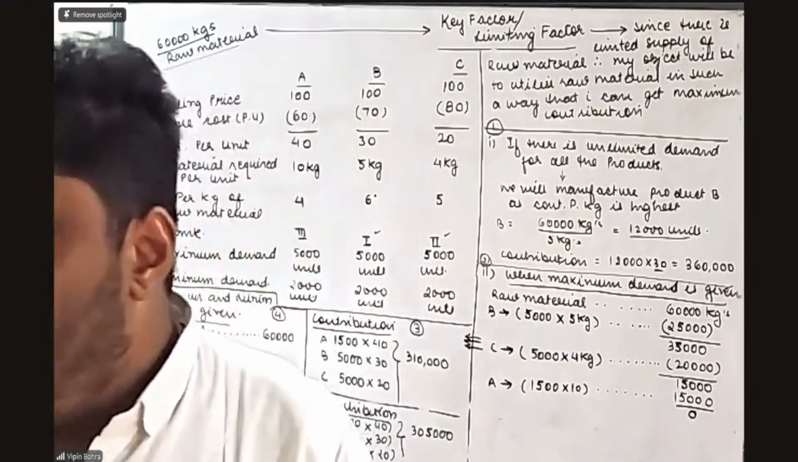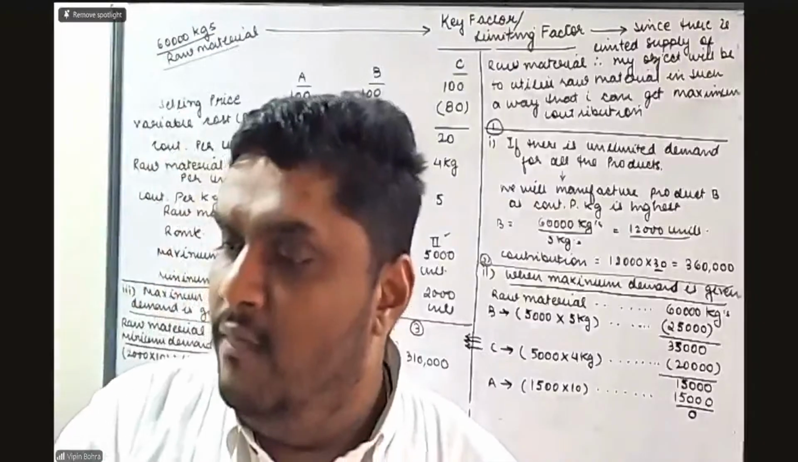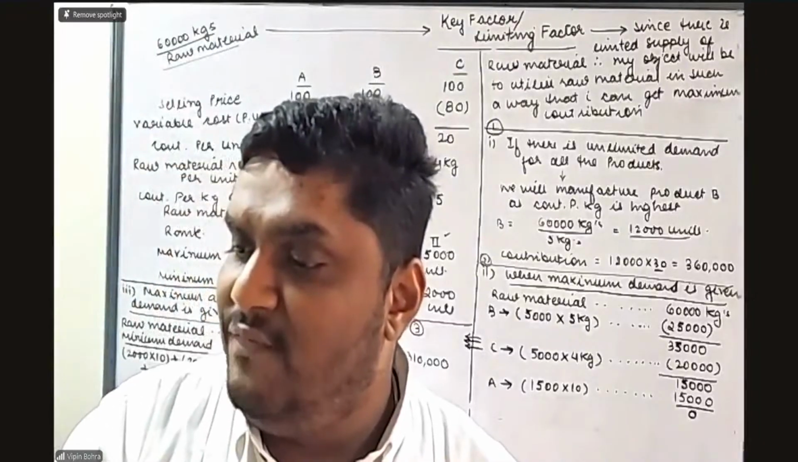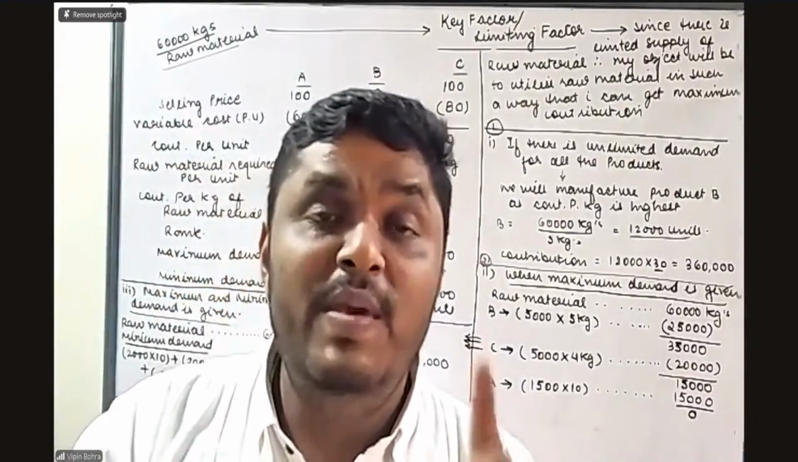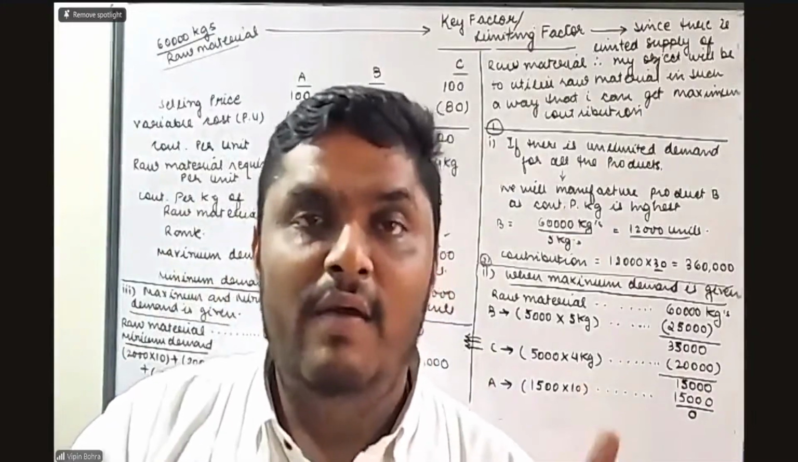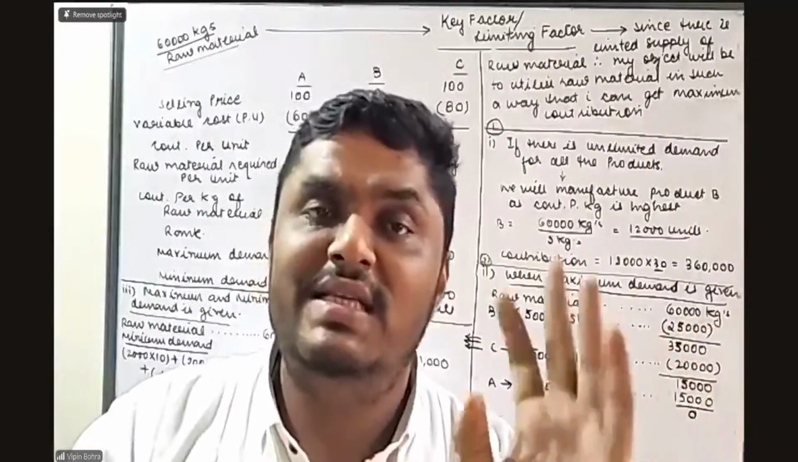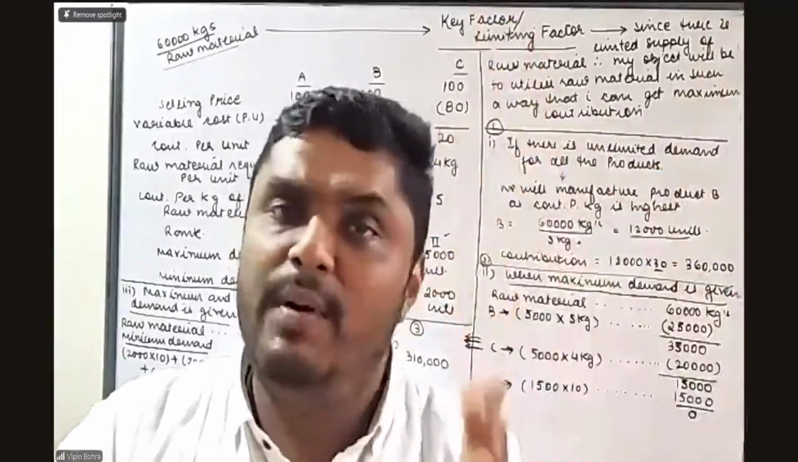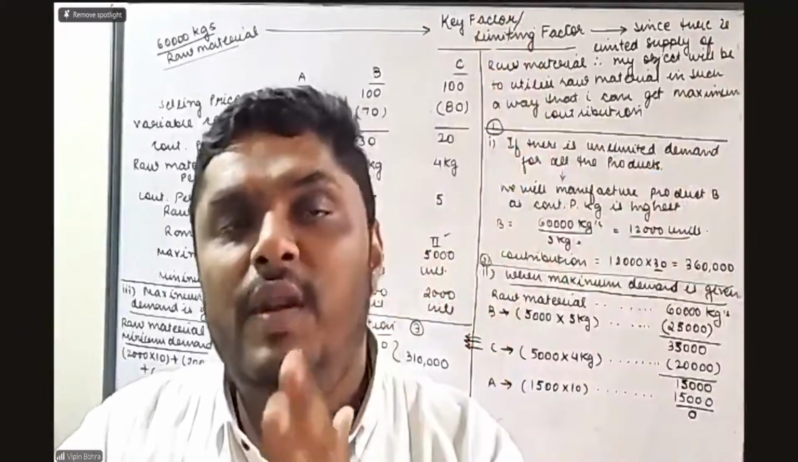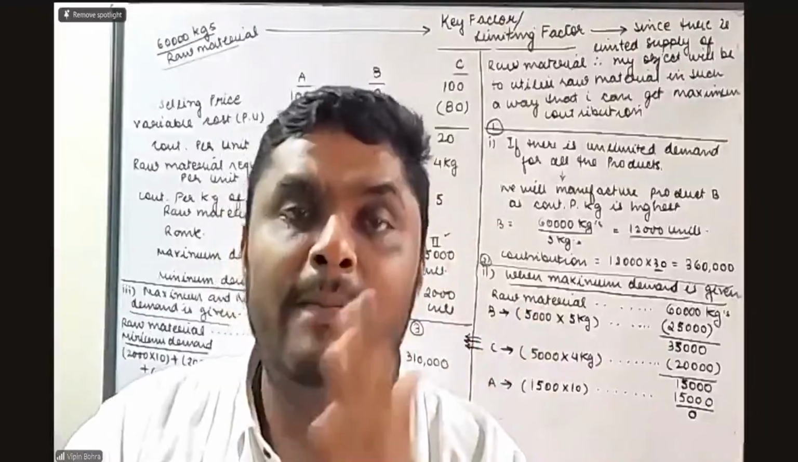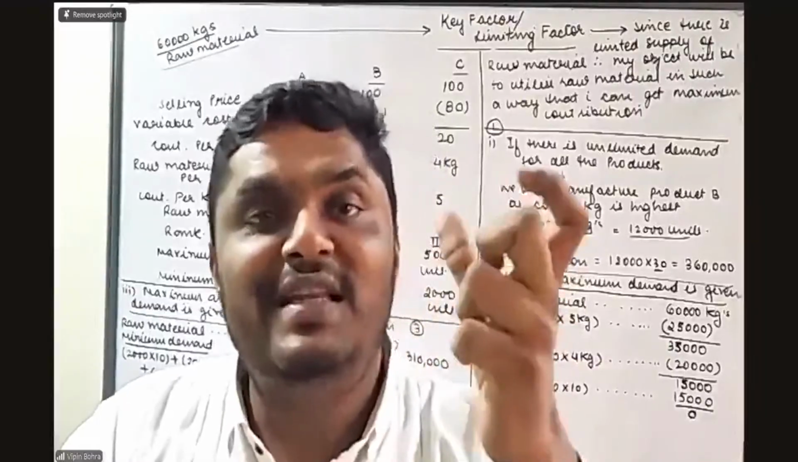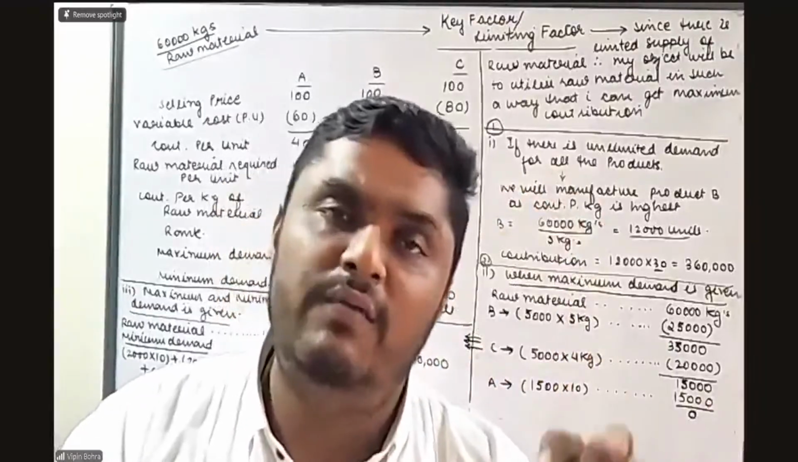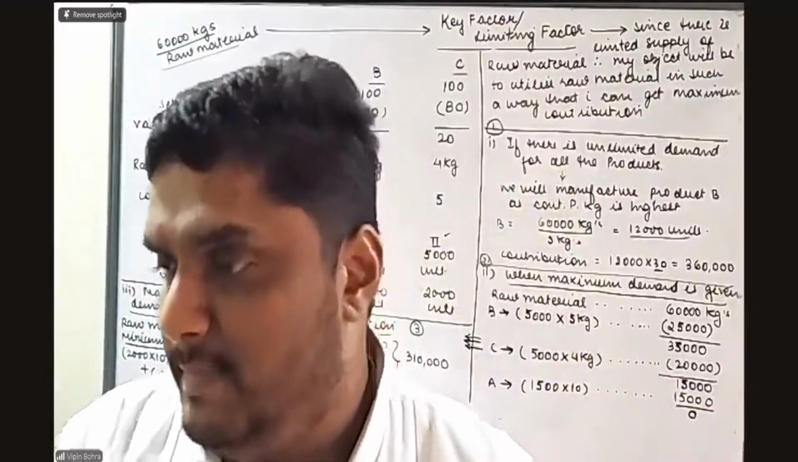We are left out with 7,000 kgs after fulfilling the minimum demand of all three and thereafter the maximum of B, not of A. So the left out will be utilized to manufacture C. But let's say after manufacturing C also, if anything is left out, that will be utilized to manufacture A.